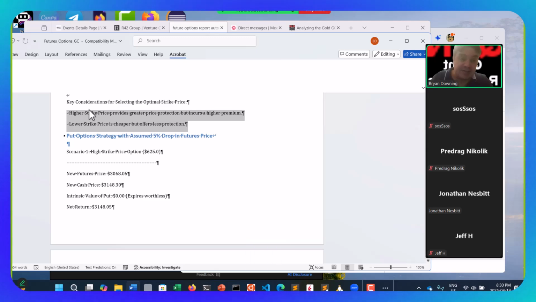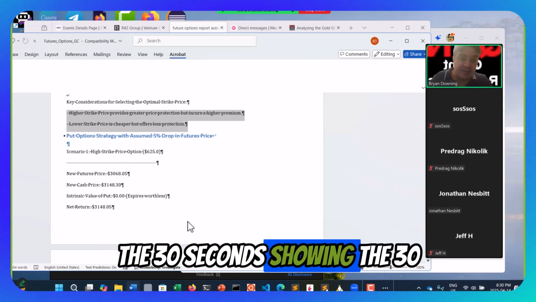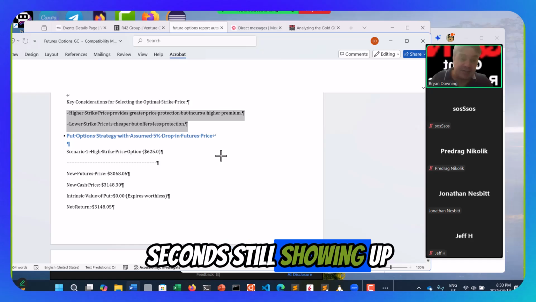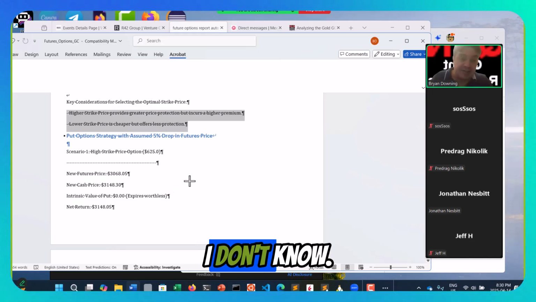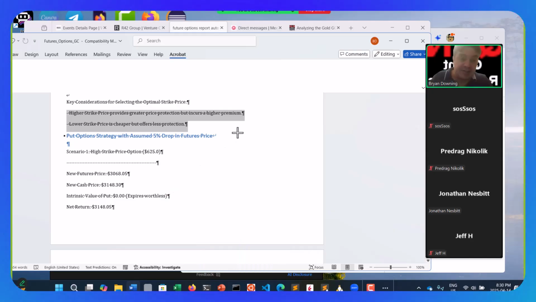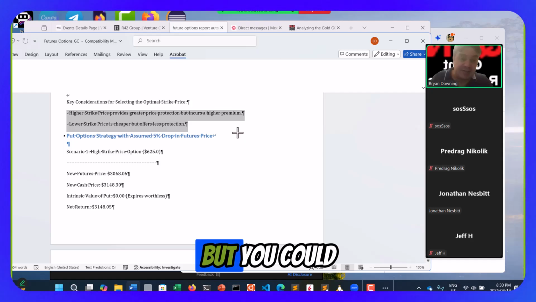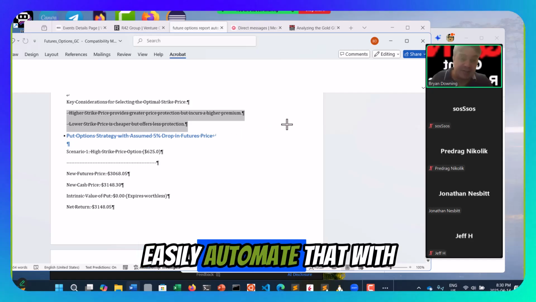It's going to hit my stop right now. 30 seconds is still showing upswing. Here's the opening bell. I pulled my stop to break even. It's really close now, but the bell's about to ring in China. I don't know. You could probably easily automate that with TradingView.